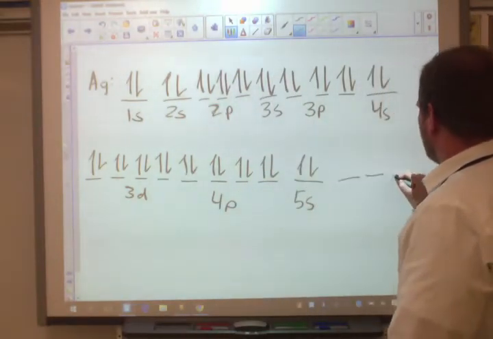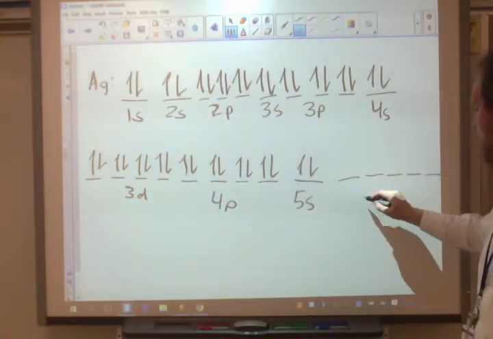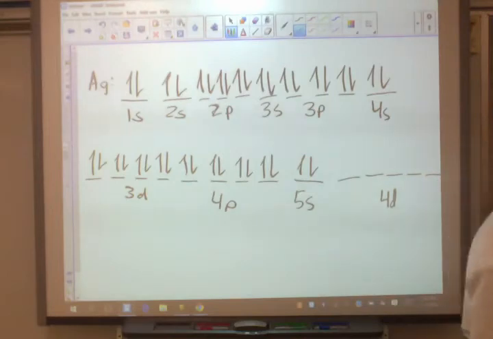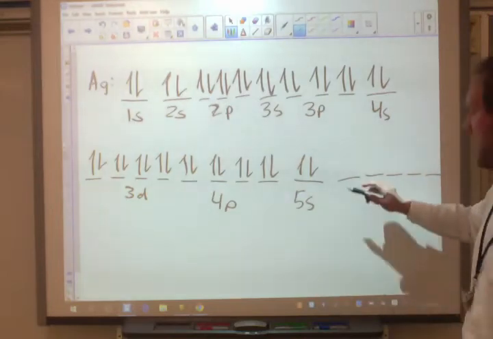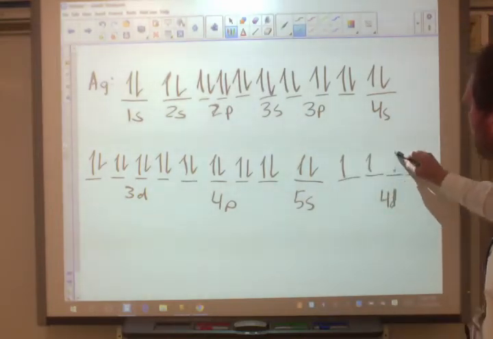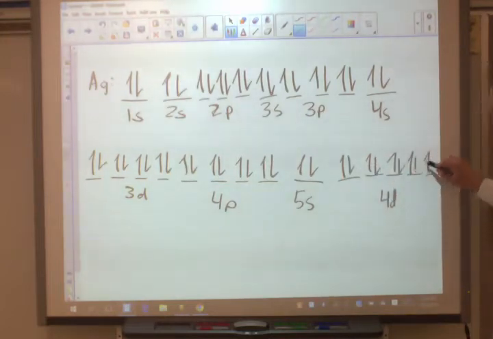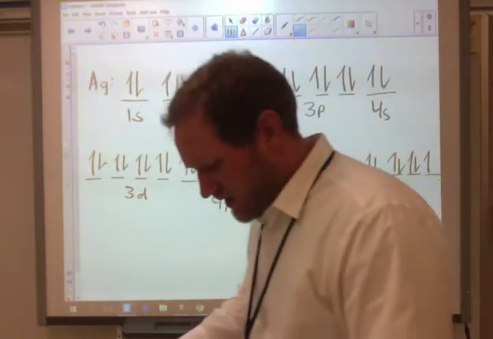Now I can do 5s2. Okay, and this leads me to where I'm going to end, which is going to be 4d. Just to double check, I'm going to count to make sure. Yep, 4d9. So I'm going to go 1, 2, 3, 4, 5, 6, 7, 8, 9. So we just leave one little blank space right there.